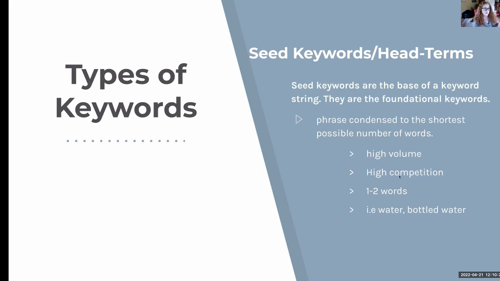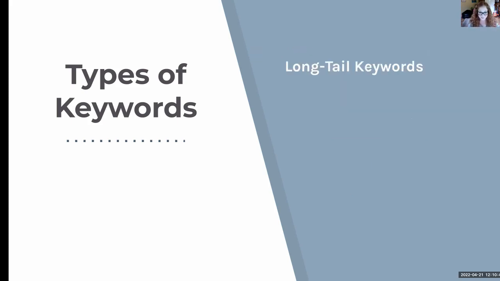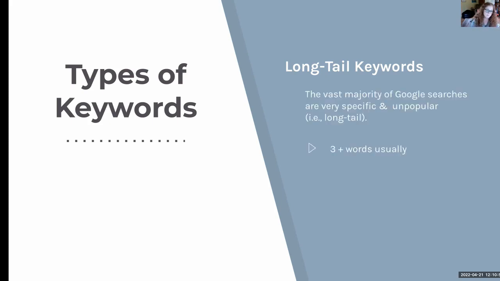When you think about water, that is a seed keyword. Water bottles are a seed keyword. You can call them seed keywords. Then we're going to talk about something called long tail and short tail keywords. Just know that seed keywords are the fundamental component of a string of words that we use in SEO. Water, shoe, dog, digital marketing. Then we get into long tail keywords.